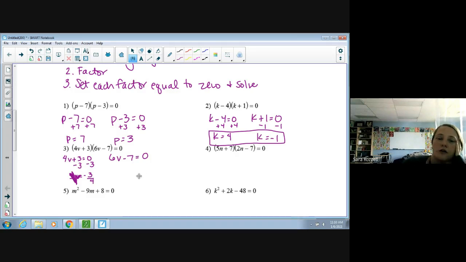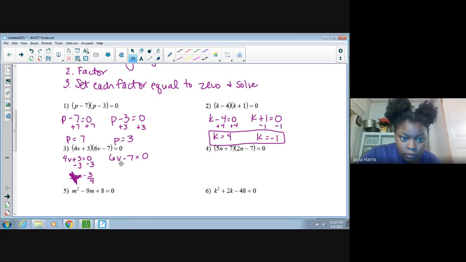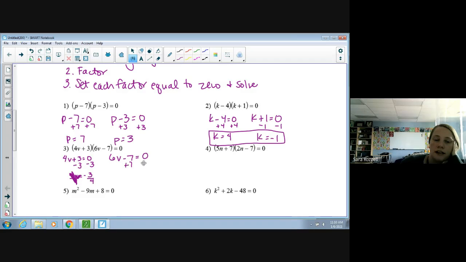So same way on our second equation. What are we going to move first, the 6 or the 7? The 7. So we're going to say plus 7. So 6v is equal to 7. And then what are we going to do next to get the v all by itself? What operation? Y'all can show me with your hands. Divide. We're going to divide it by 6. So v equals 7/6. So we have two answers, -3/4 and also 7/6.